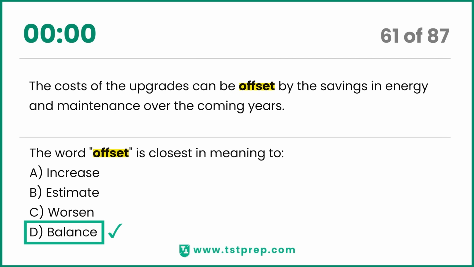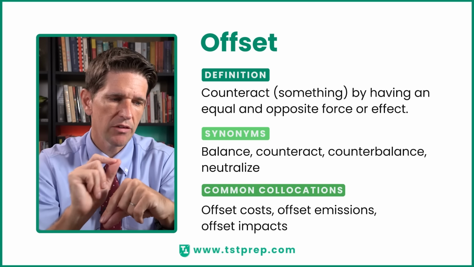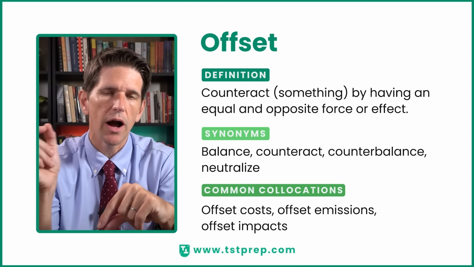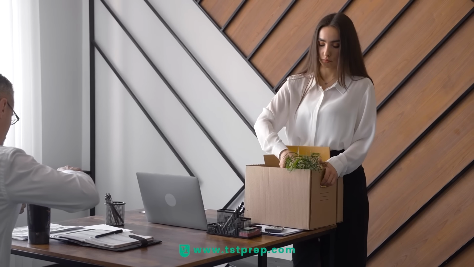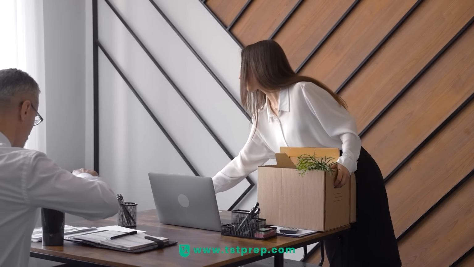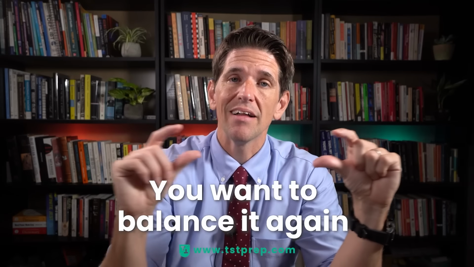This one is a little tricky. The correct answer is D, balance. When I hear the word offset, I don't think balance immediately, but that pretty much is what it means for the most part, is that you counteract something by having an equal or opposite force, so offset. So for example, if you have a business and you just lost a lot of money, you might try to offset that by firing some people, by letting go of some people. So you want to try to make that even again. You want to balance it again.